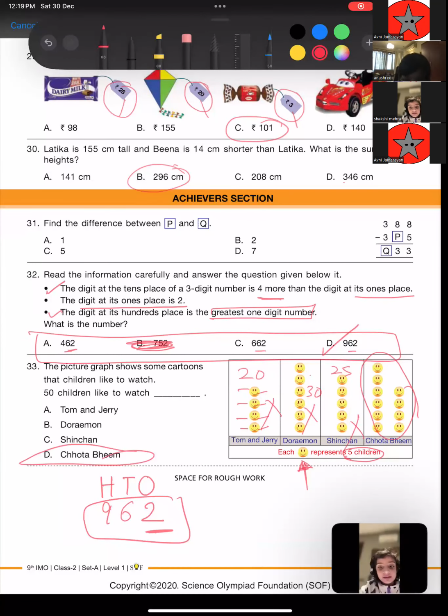And if you ask me, ma'am, why are you not calculating here? Very easy. I know there are 4 smileys here. And 4 times 5 is not going to be 50. I need 10. This doesn't look like 10. This doesn't look like 10. This looks like 10. Correct? And since there is none of these one option not available, I will go with Chota Bheem.